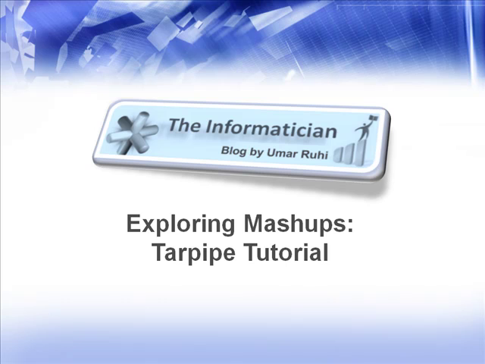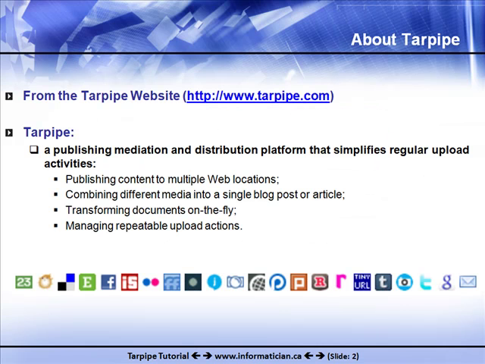In this tutorial, we're going to talk about mashups, and in particular, we're going to use Tarpipe as a tool that can enable the creation of mashups across various social networking websites. If you don't know what Tarpipe is, this is the website address for the service. It's www.tarpipe.com, and in their own words, they describe Tarpipe as a publishing, mediation, and distribution platform that simplifies regular upload activities across various social networking websites.